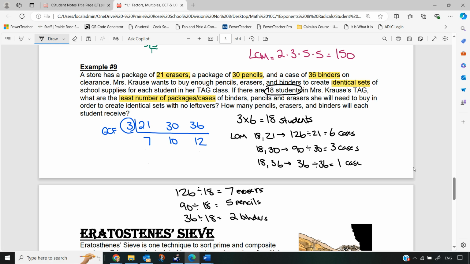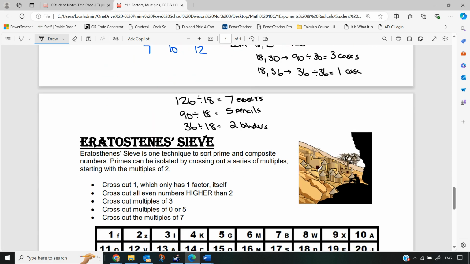But then I wanted to find the least number of packages. So knowing how many students I had to figure out my LCM for the number of students and the number of items in each package. And then from there, I was able to go and figure out how many pencils, erasers, and binders each student would receive.